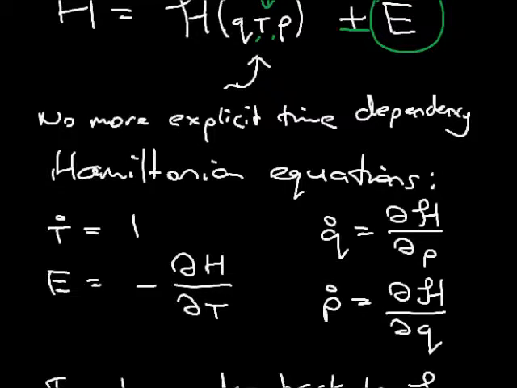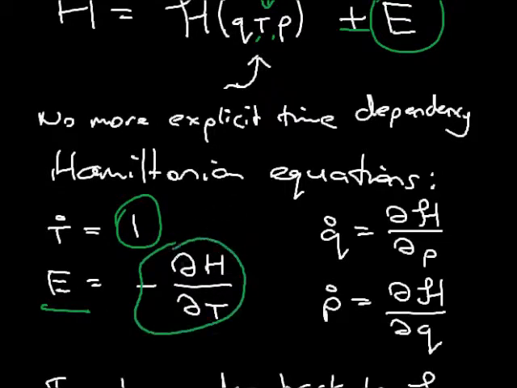But how does tau evolve? Tau dot equals dH/dE, which is just 1. So what about E dot? The time derivative of E is negative dH/dtau, which is the partial time derivative of our old Hamiltonian, except with tau in the place of time.